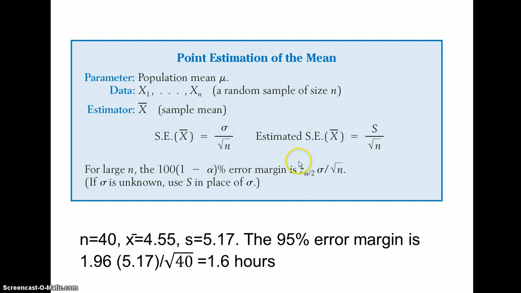What you need to do is very simple. Just apply the formula, and with the percentage number you get the z-value, the z-score, and multiply by the sample standard deviation or population standard deviation, depending on which one is available, divided by the square root of the sample size.